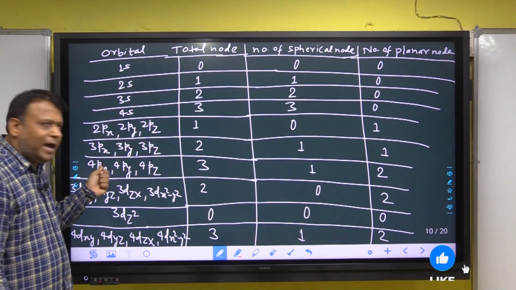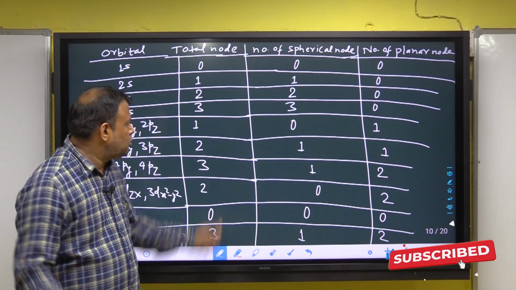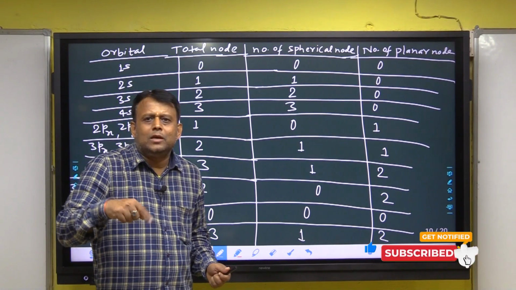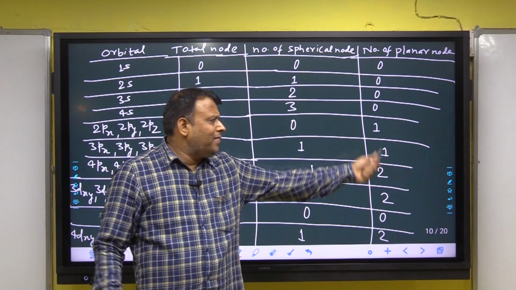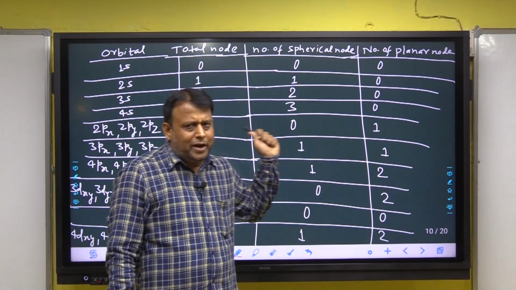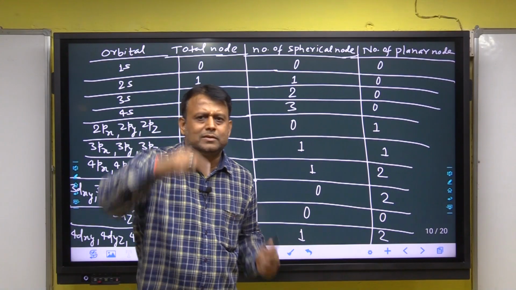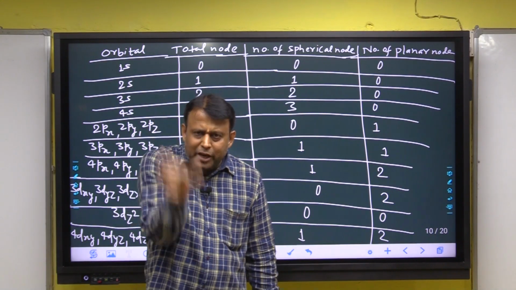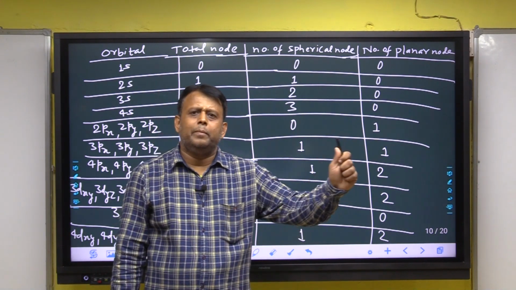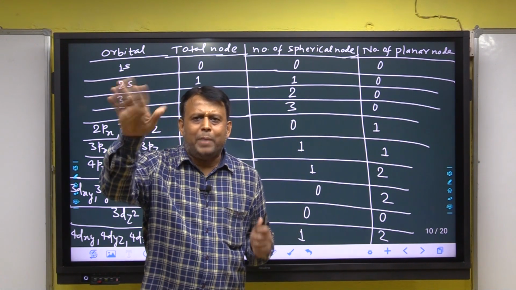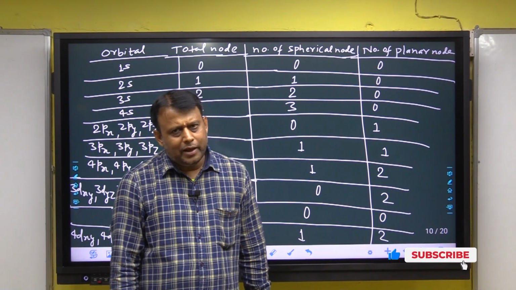Now 3px, 3py, 3pz. Listen, total node n minus 1, that is 3 minus 1, which is 2. But 3p has 1 radial and 1 planar. Always keep in mind, p has 1 planar, the rest will be radial. So 1 planar, 1 radial. For 4px, 4py, 4pz, 4 minus 1 is 3, and when there are 3 total nodes, 2 will be radial and 1 will be planar. For 5px, 5py, 5pz, total node 5 minus 1 is 4: 3 radial and 1 planar. Clear? Now d.